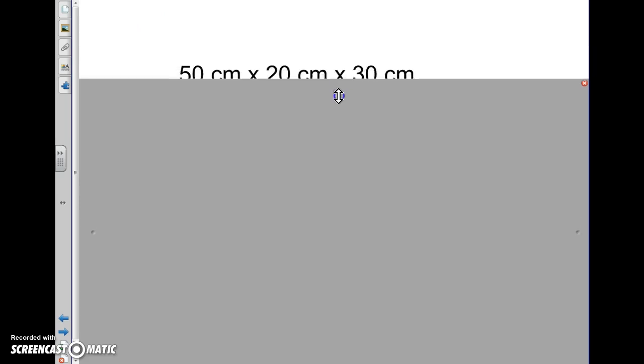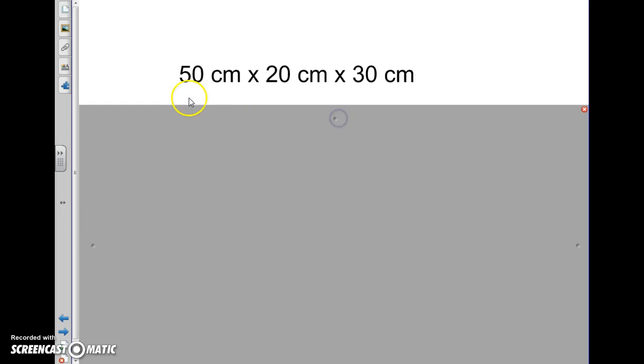We've been over this many times. We know that the formula for finding the volume of a rectangular prism is length times width times height, which are three dimensions that we are given in this story problem. So I want you to go ahead and solve for the volume of the cooler right now with 50 by 20 by 30.